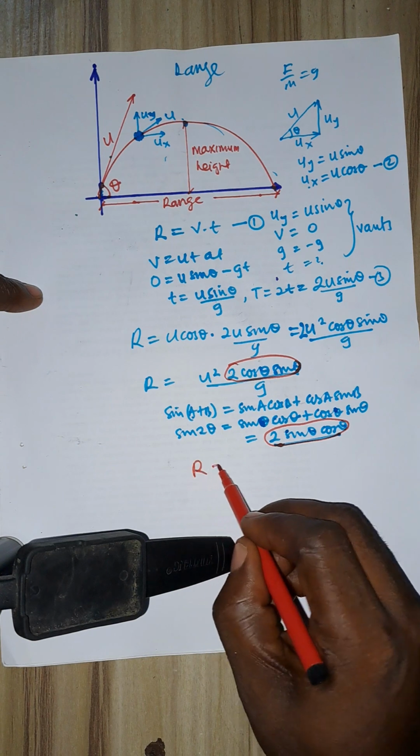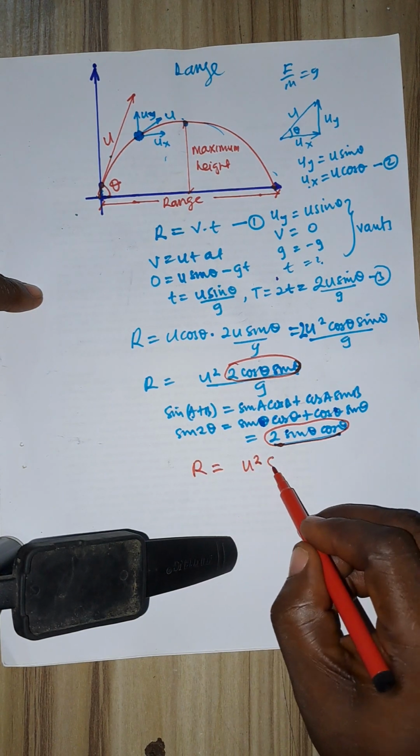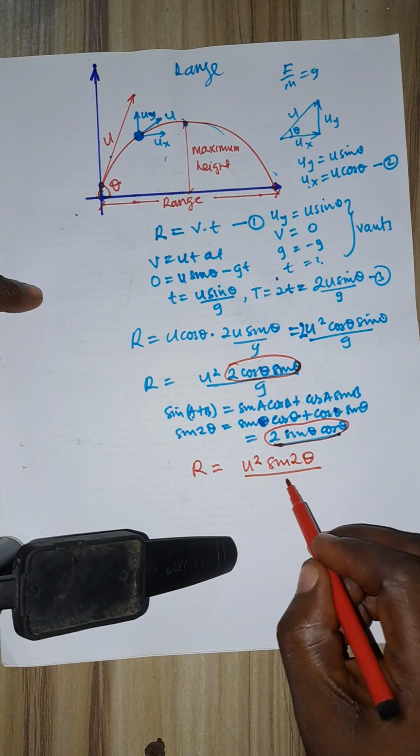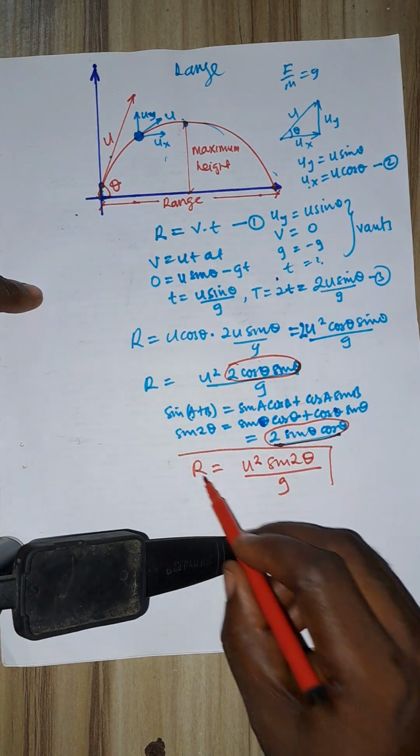So R becomes u squared sine 2 theta over g. This is the range of the projectile.